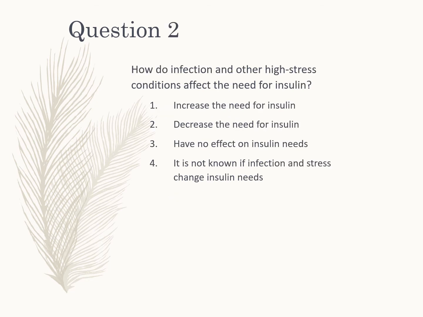Question number 2. How do infection and other high-stress conditions affect the need for insulin? 1. Increase the need for insulin. 2. Decrease the need for insulin. 3. Have no effect on insulin needs. 4. It is not known if infection and stress change insulin needs. It's going to be number 1. Glucose regulation is impaired with altered hormonal states. Increased need for insulin is found with infection and other high-stress conditions such as traumatic injury, cancer, and surgery.